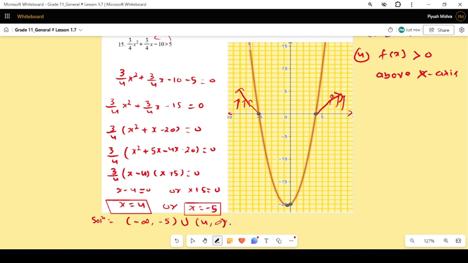You can write like this, or you can write like this also. Both are correct answers. You can write x such that x is less than minus 5, because here equal to is not there, so I will be taking only less than minus 5, or x is greater than 4. So this is going to be your answer.